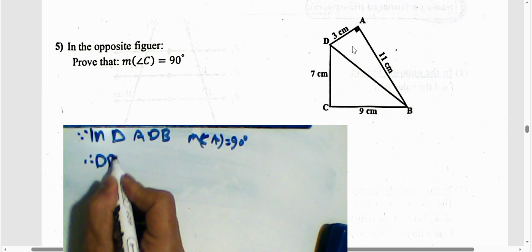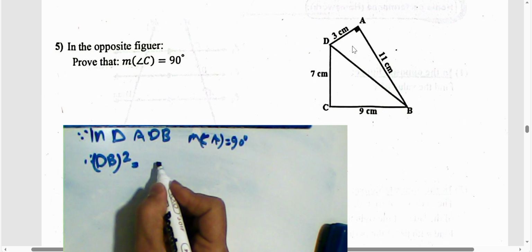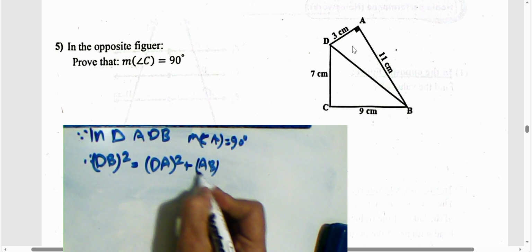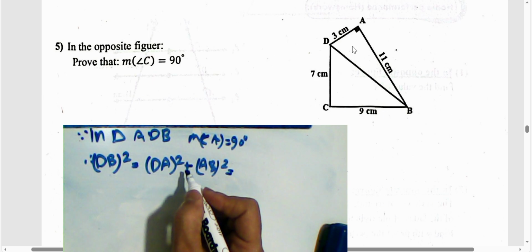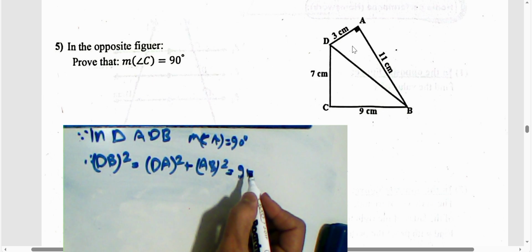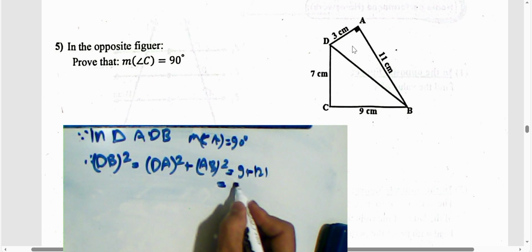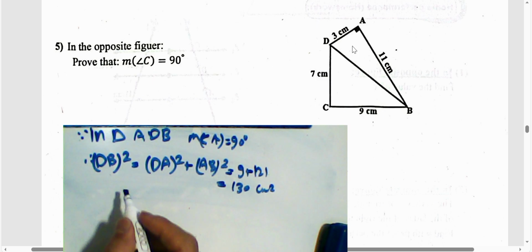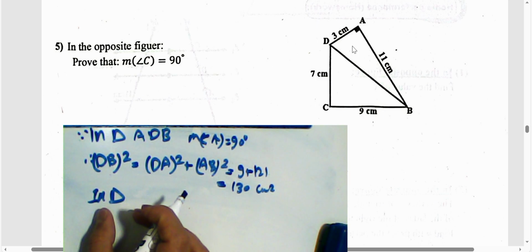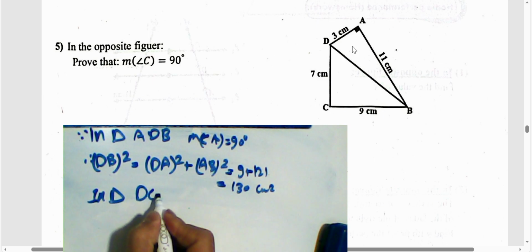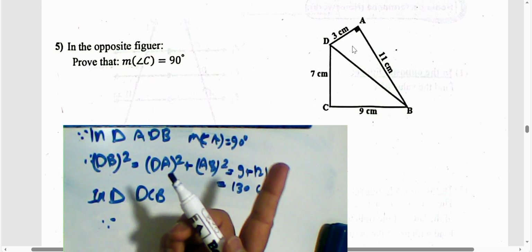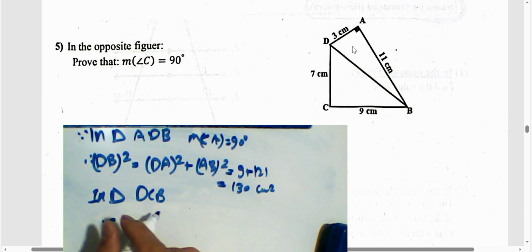Then DB power 2 is equivalent to DA power 2 plus AB power 2. It is equivalent to AD power 2, 9, and AB power 2, 121. The sum of them equals 130 square centimeters. And then in triangle DCB, we can write that if we prove that DB power 2 is equivalent to CD power 2 plus CB power 2, then we have a right angle triangle.